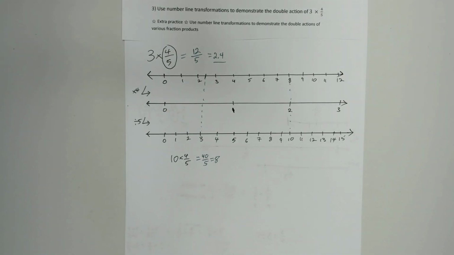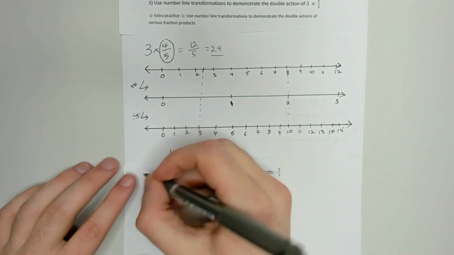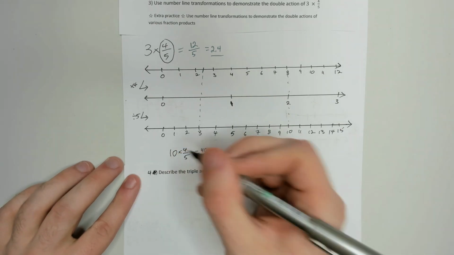Look at how those actions affect the number line. And once you get comfortable with it, you're good to move on. Let's go on to the fourth question. So I'm seeing right now I mislabeled this as number 3. This should be number 4.